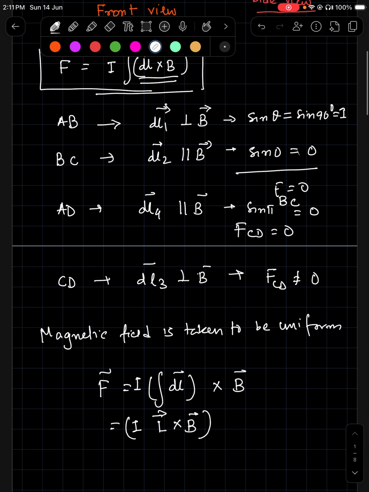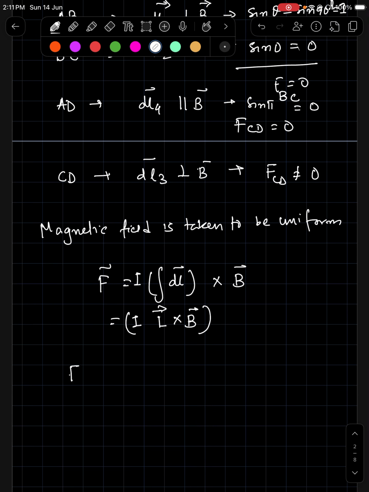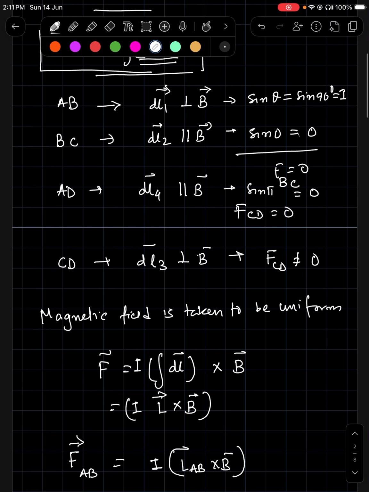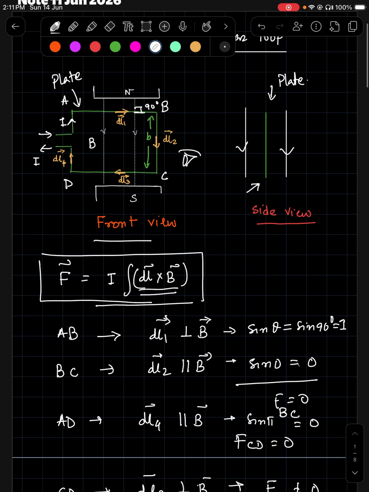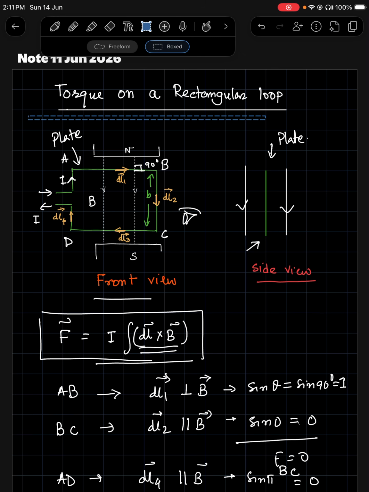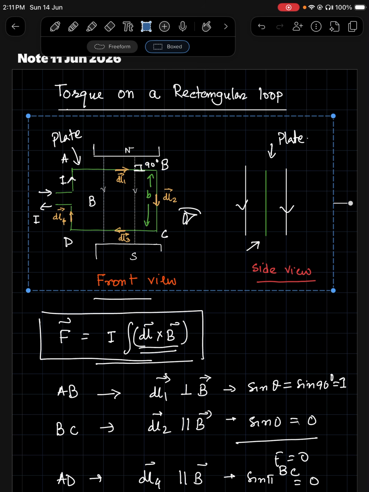Okay. So now we are going to compute the force on the current loop. The force on AB can be found in a very easy way: I L AB cross B. And the force on CD we can also write as I L CD cross B. Good. So now I have to bring the picture again on the next page so that I can make you understand better.